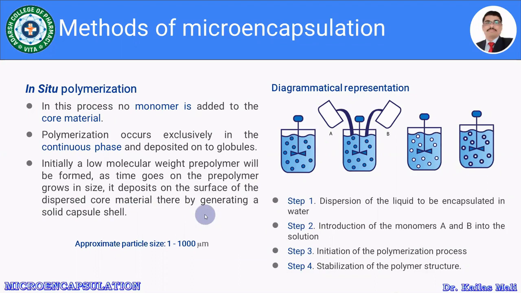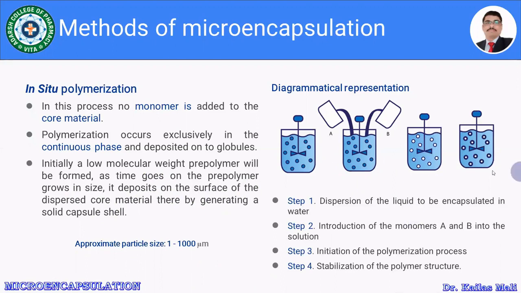So it is possible to coat the solids also by using the in situ polymerization technique. In this process, no monomer is added to the core material. Polymerization occurs exclusively in the continuous phase and is deposited onto globules. Initially, a low molecular weight pre-polymer will be formed. As time goes on, the pre-polymer grows in size. It deposits on the surface of the dispersed core material, thereby generating a solid capsule shell.